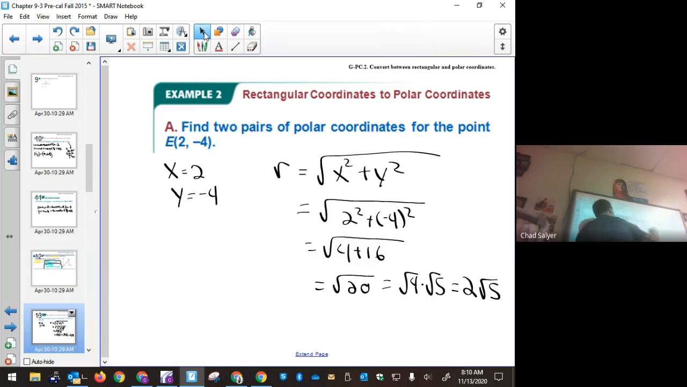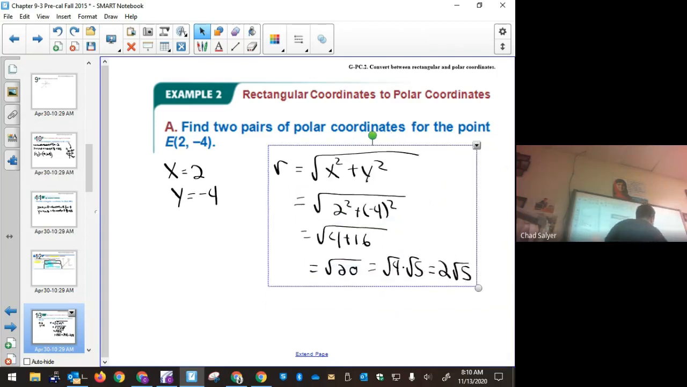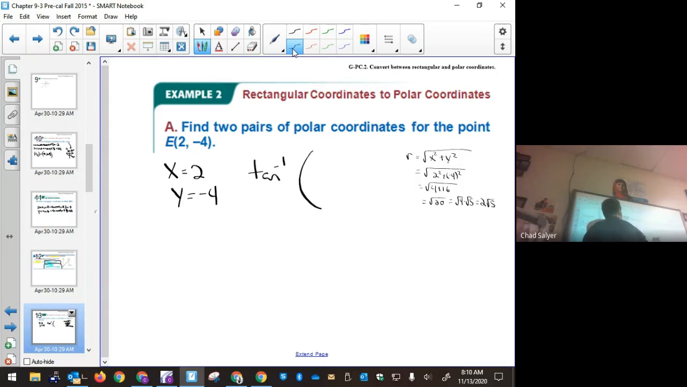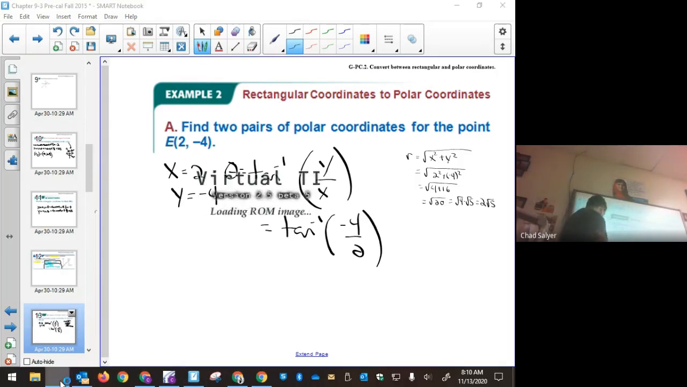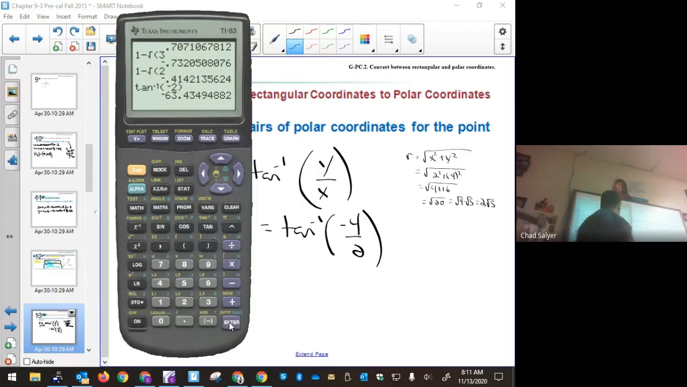Now we need to find theta. So x is positive, meaning we just use the tangent inverse. If x is negative, we use the tangent inverse plus 180 degrees or plus pi. But in this case, we just need the tangent inverse of y over x. And that's going to be our theta. If I plug that in the calculator, make sure I'm in degree mode because I'm using an inverse tangent. So tangent inverse of negative 2, that's about negative 63.4 degrees.